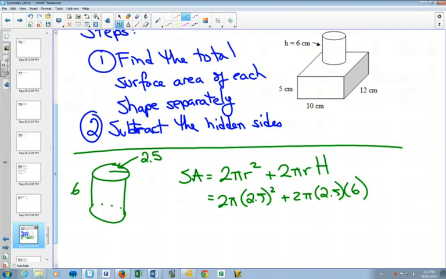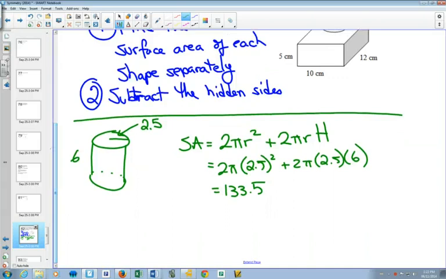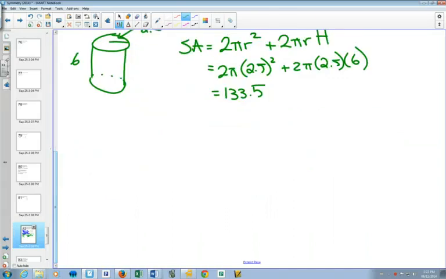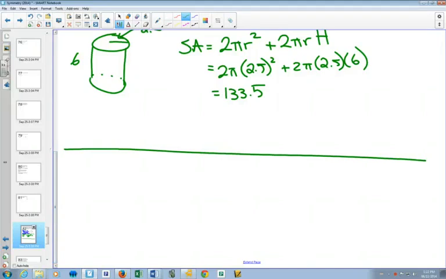Take out our calculator. 133.5, and that's what we got yesterday. Okay, I'm going to leave some space on that one because we're going to have to do step 2 with that. We're going to have to subtract something. We'll draw a line, and now we'll do the second shape.